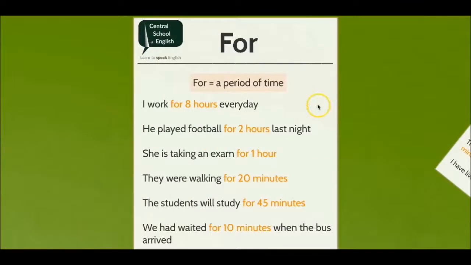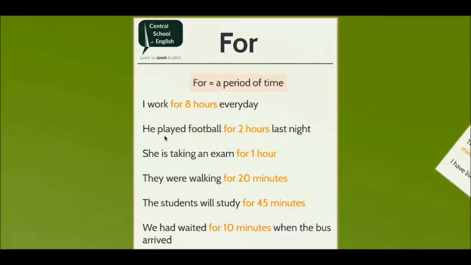Now, let's learn how to use the time expression for. We use the time expression for to communicate a period of time. We can use the time expression for with all grammar tenses. For example, in the present simple, I work for 8 hours every day. In the past simple, he played football for 2 hours last night.